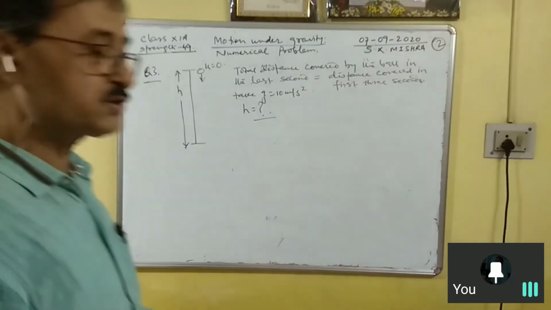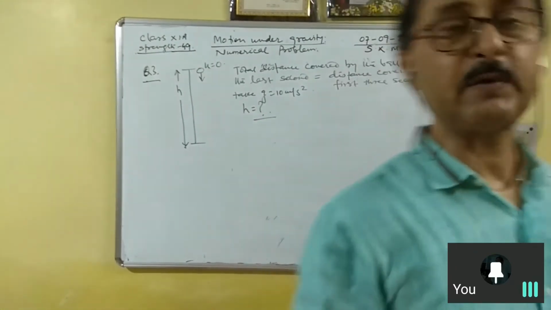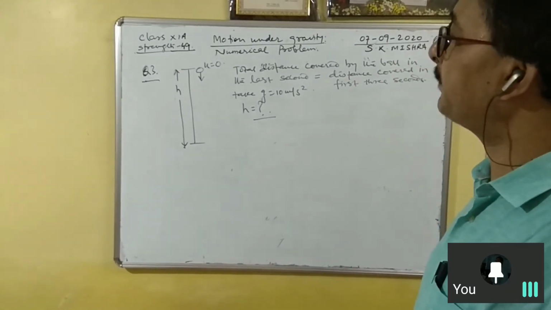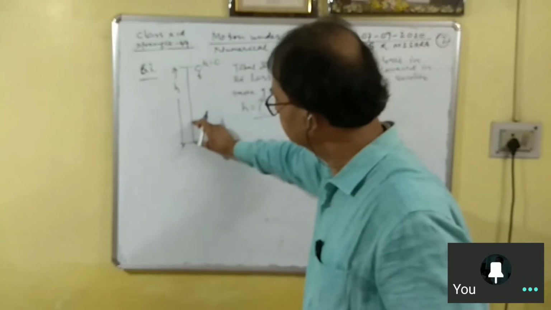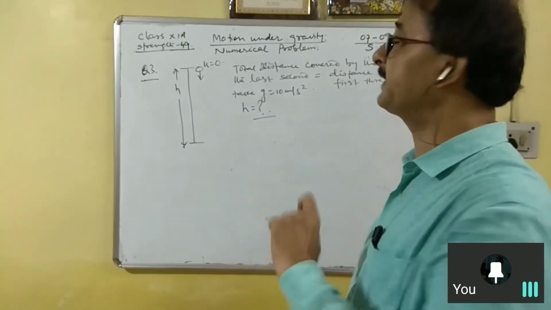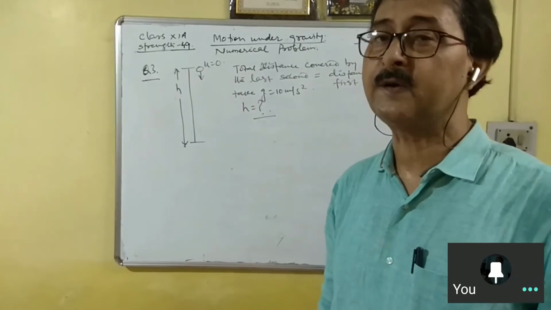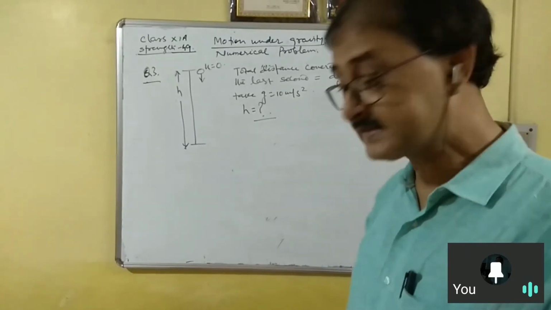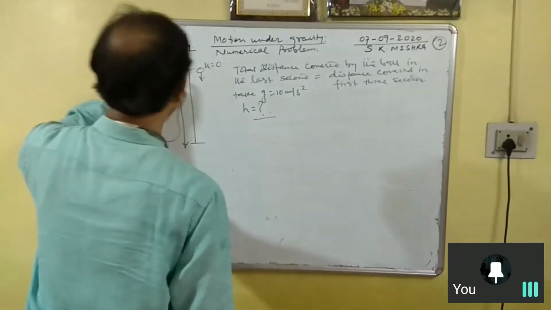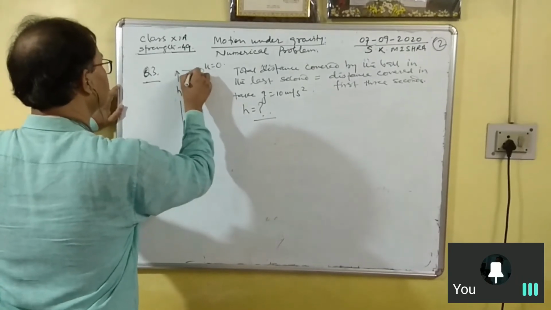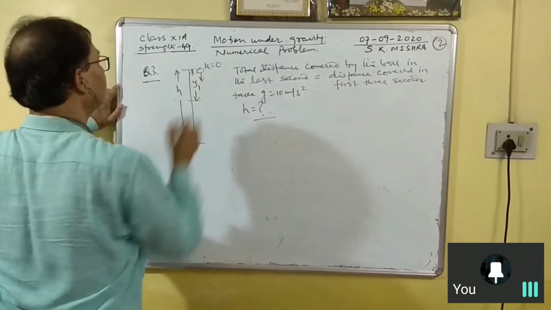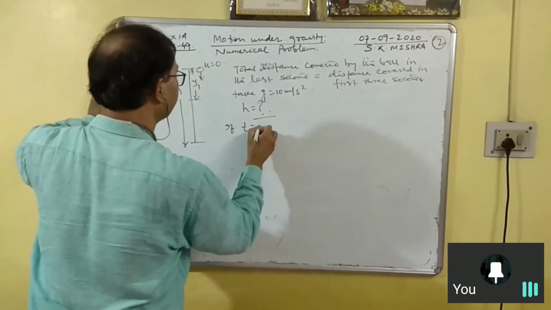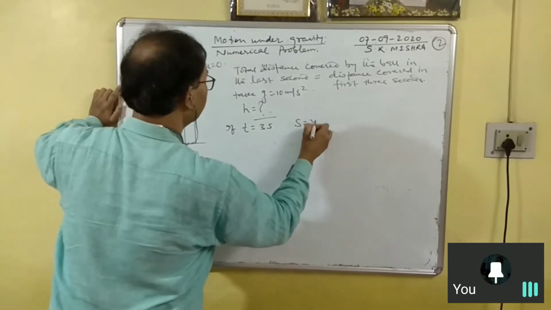Yeah, you got my question? A ball is dropped, released from the top of a tower, and the distance covered by the ball in the last second is equal to the distance covered by the ball in first 3 seconds. Then what is the height of the tower? This is the question. Now suppose the ball covers a distance y1 in the first 3 seconds. So if we take t equal to 3 seconds, then s is y1.